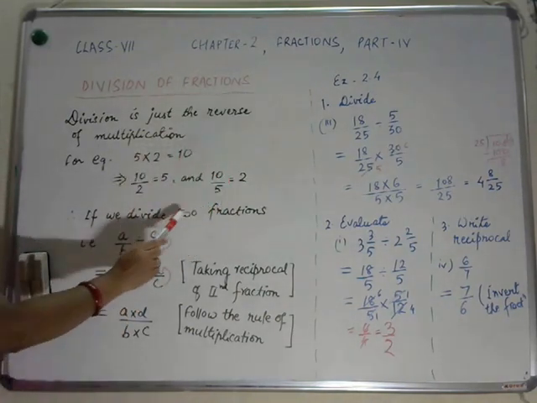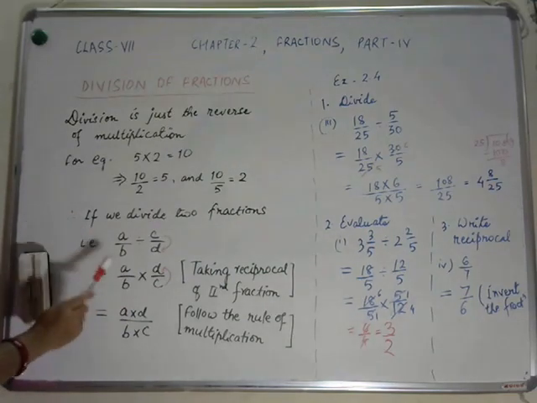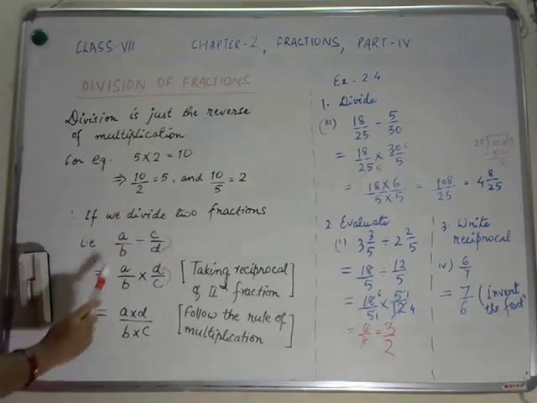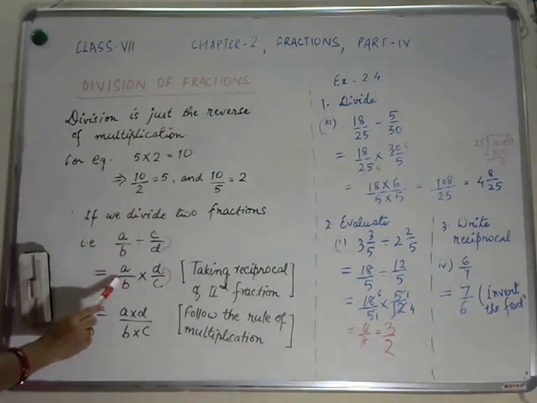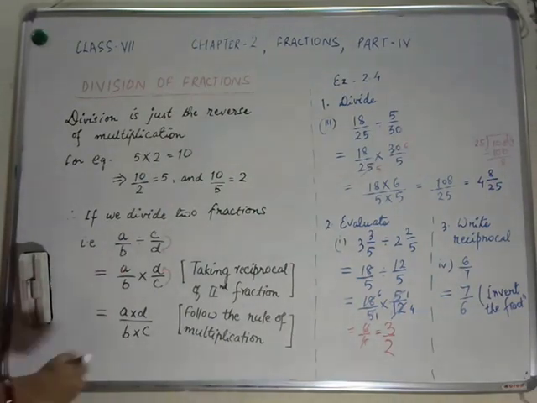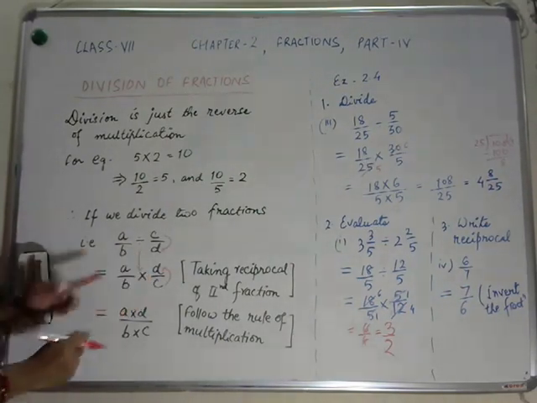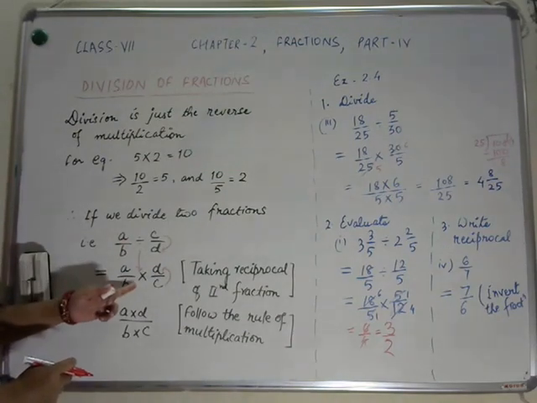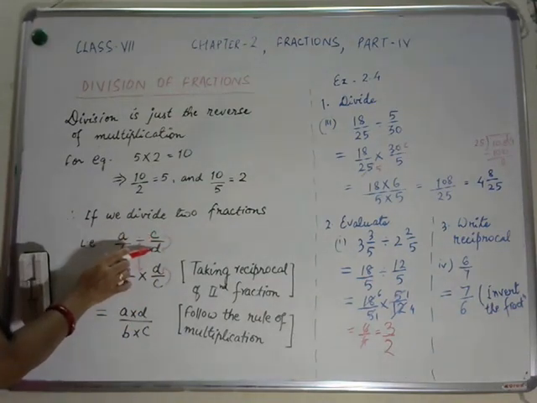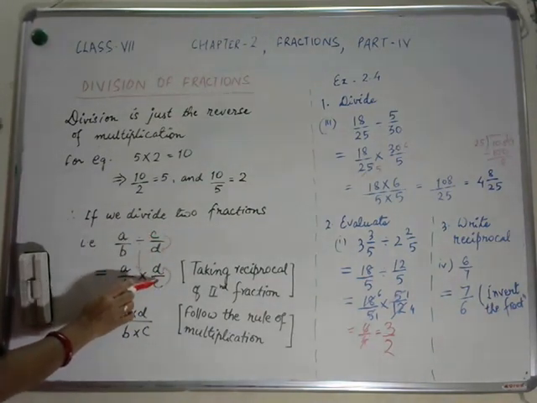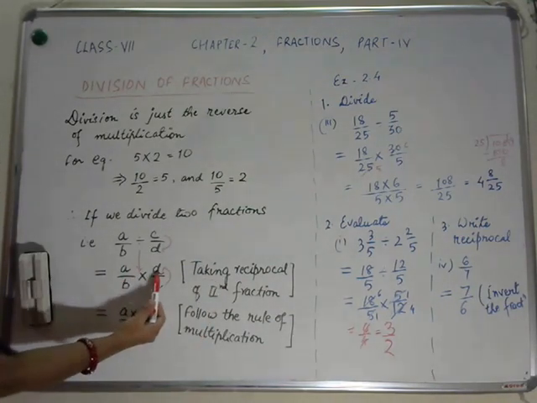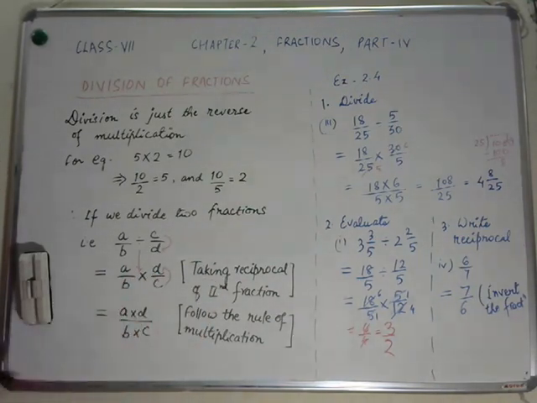Therefore, if we divide two fractions, let us take the example a by b as the first fraction and c by d as the other fraction. Now what happens in the next step? a by b is written as a by b. Division changes to multiplication, and as I change my division to multiplication, my fraction gets inverted. Earlier it was c by d, now it becomes d by c, and from here we follow the rules of multiplication. The answer will be a into d divided by b into c.